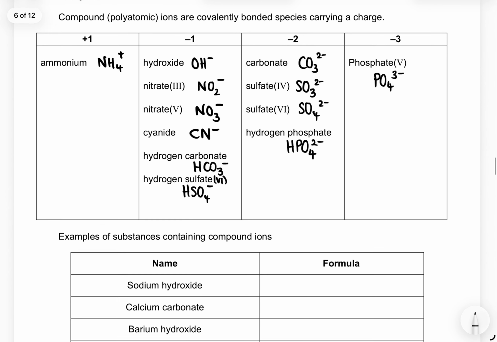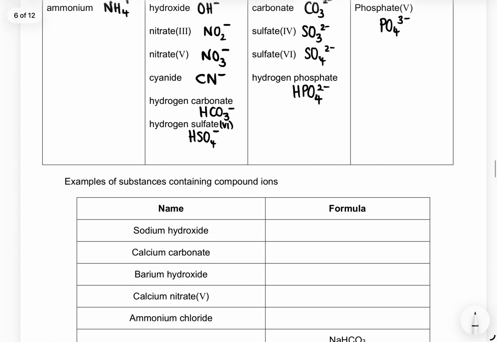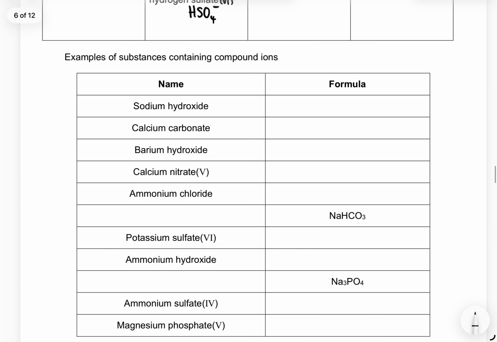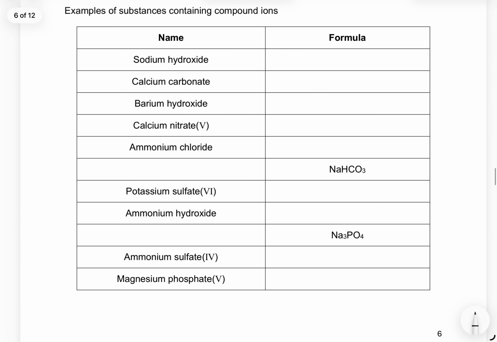So, like I said, we need to go away and learn those so that they just come out whenever we need them. What we're going to do now is use them. So how would we come up with a formula from a name?